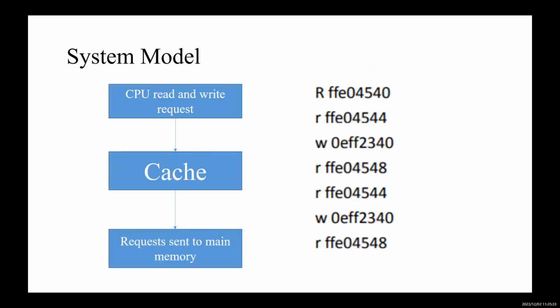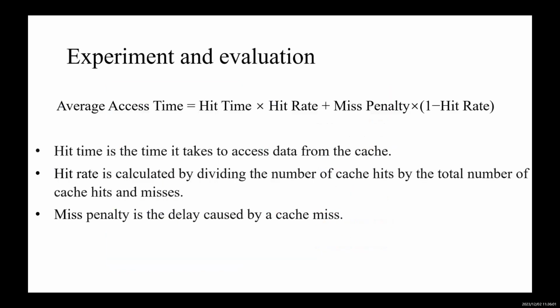For the model of the experiment, the cache receives read and write requests from the CPU. I use the data on the right to perform the experiment. R means the CPU sends a read operation and W means the CPU sends a write operation. The cache simulator parsed the address string file and sent it to the cache model, finally to evaluate the performance of the 3 algorithms.